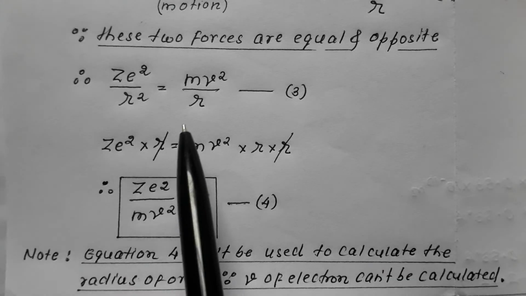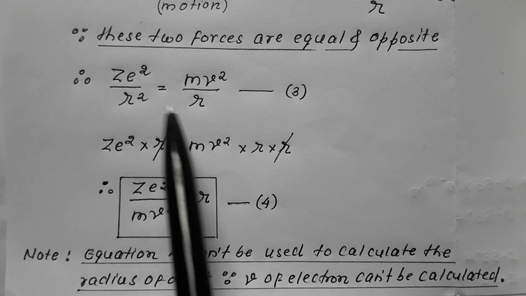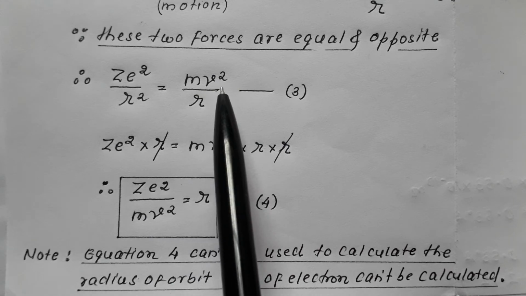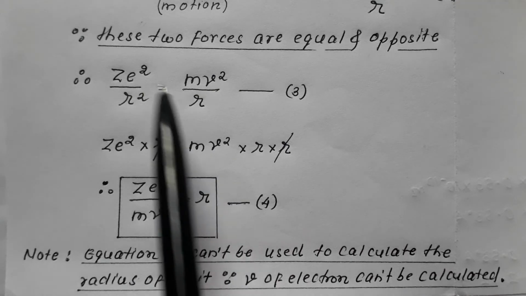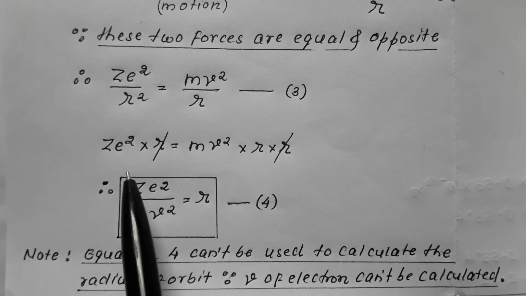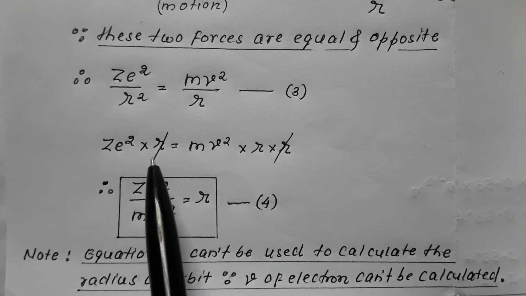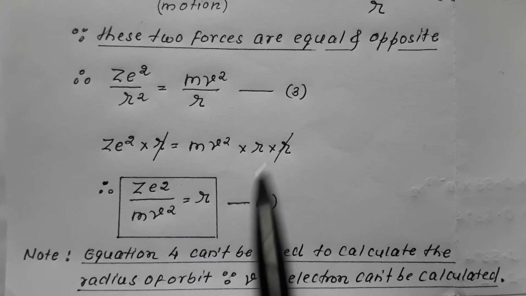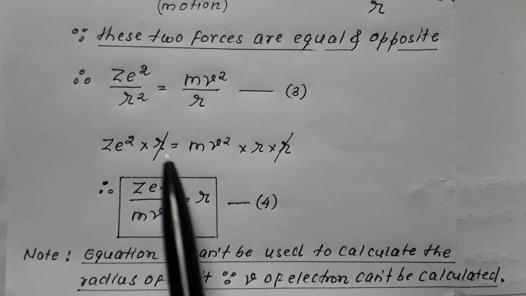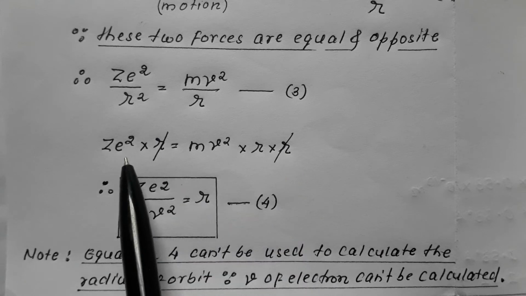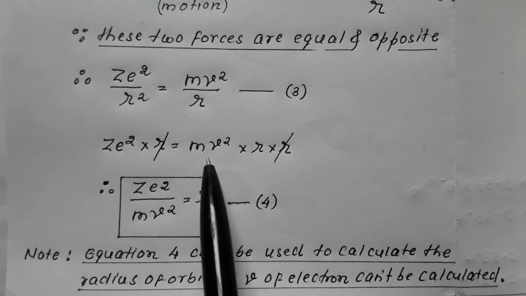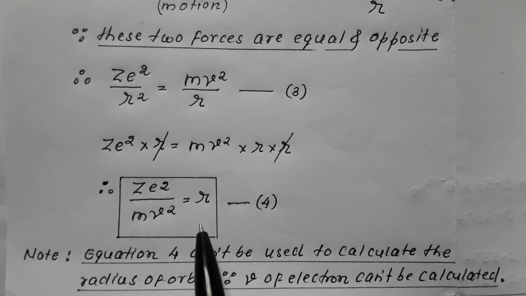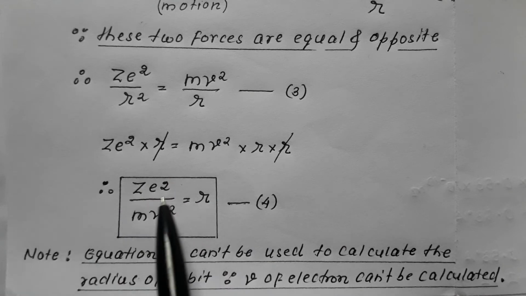Now if I cross multiply, it is Ze square into r is equal to mv square into r square, that is r into r, and one of these r gets cancelled, so it becomes Ze square upon mv square is equal to r.